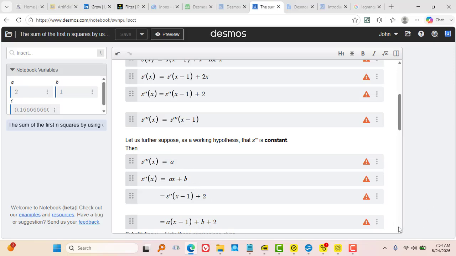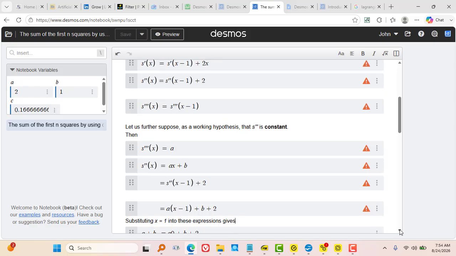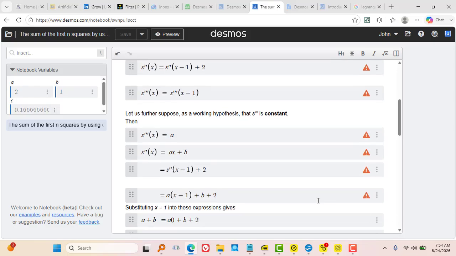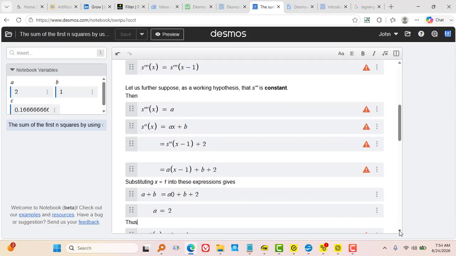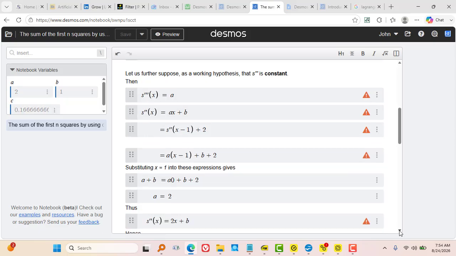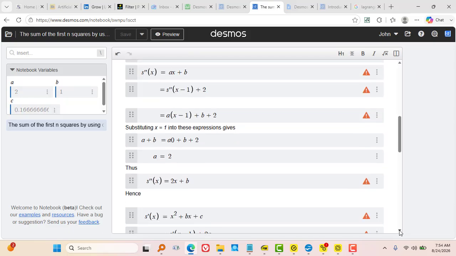All right. And then when we evaluate at 1, we get a plus b from this expression, and that zeroes out, and we get b plus 2 here. So then, cancel the b's, that gives us that a is equal to 2. So let's revise our knowledge of this second derivative. It's looking like 2x plus b. All right, integrate again.